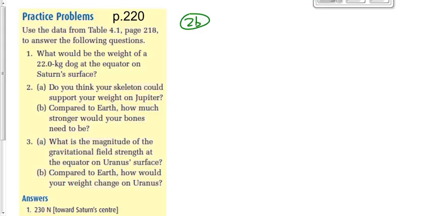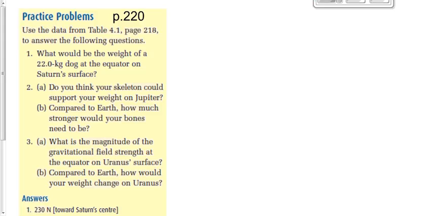Okay, since we're going to do 2B, we'll do 2A as well. We'll just do question number 2 from the start. Anybody for 1 or 3? No? All right, 2 it is. I guess 2A is just asking for a kind of an opinion. But do you think your skeleton could support your weight on Jupiter? Who says yes? Jupiter's heavier than the Earth, by the way.